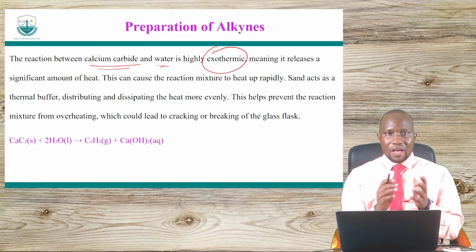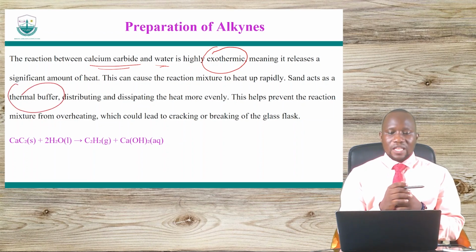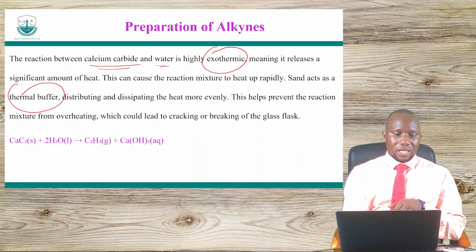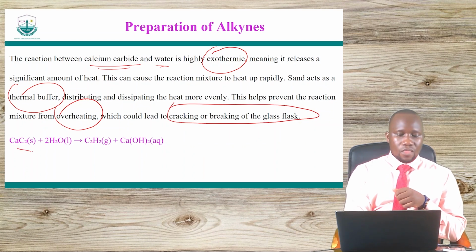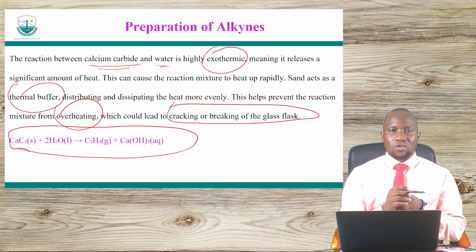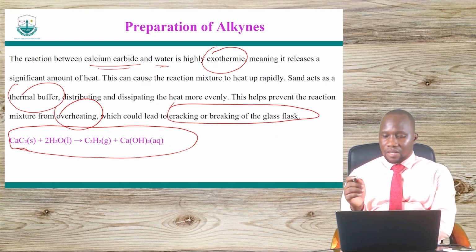So when we have some sand, it helps in absorbing some of the heat and distributing it uniformly. This helps make sure that the reaction does not overheat, leading to the breakage of the glass flask. So that's why we have sand in there. In our equation for the reaction of calcium carbide with water, the sand is not there because it is not actually a reactant. It is not involved in the reaction, it just absorbs the heat. Okay, that's the point there.